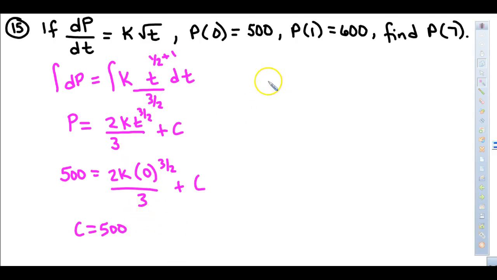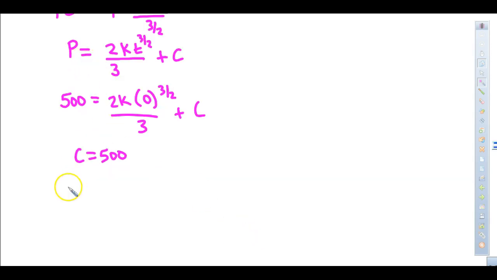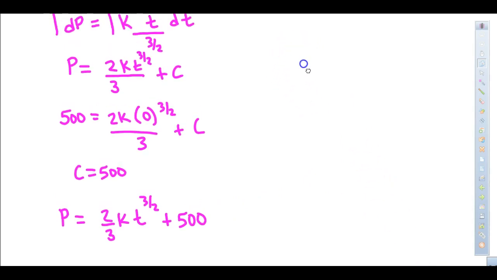So what we get now is we have the equation P equals 2/3 K times t to the 3/2 plus 500. Okay? So, I know what C is. Now, what I really need to know is what K is. Because I've got to figure out what this function P is. That's the only way I can figure out P of 7. So that's where the next point comes in handy. Okay? You're not integrating anymore. You're done integrating. Okay? From here out, it's just pre-cal stuff.